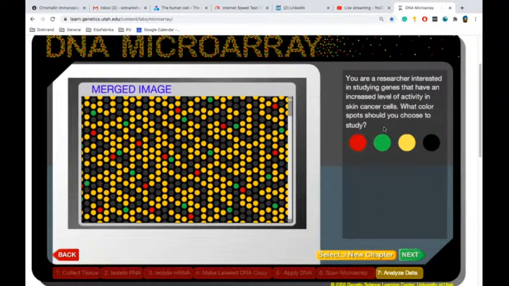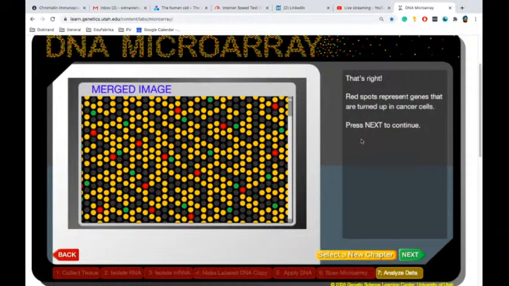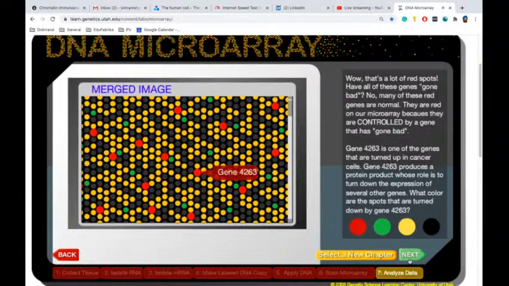So you are a researcher, and you have to study the genes with increased level of activity in skin cancer cells. What color spots would you choose to study? So students, you want to check which spots show high activity in cancerous cells. So which spot will you choose? The red spots, because these are the ones that turned up in the cancer cells.